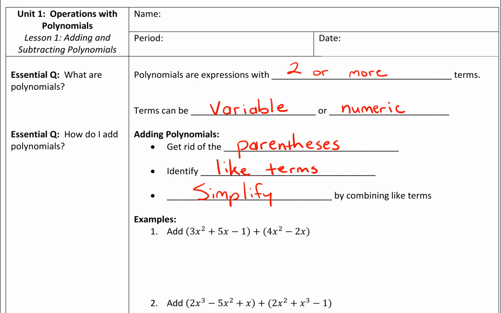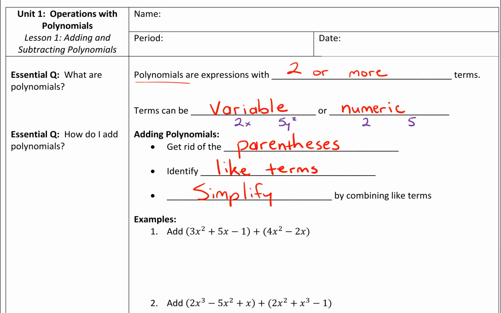Here's some vocabulary for you here. Polynomials are expressions with two or more terms, and terms can either be variable or numeric. So we've seen variable terms before, such as maybe 2x or 5y squared. Those are variable terms. And of course we know numeric terms are just numbers. 2 and 5 would be numeric terms. Okay, so if you need to get that vocabulary down, pause here.